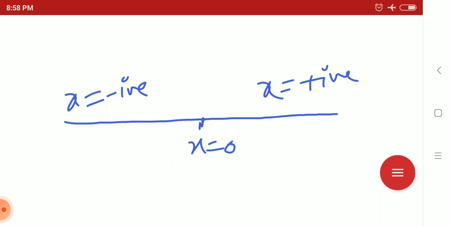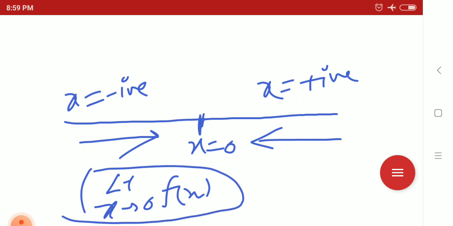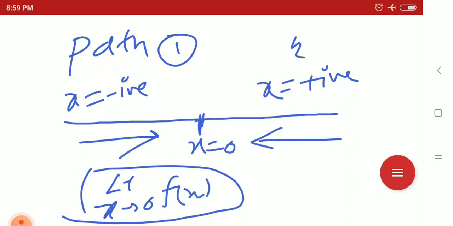Limit x tends to 0 means approaching towards 0, whether from the negative side to 0 or from the positive side to 0. Limit x tends to 0 of f of x, what does it mean actually? Suppose you have a point on a path, that coordinate is x equals 0, a one dimensional path. You can approach that point from path 1, where x is negative, and from path 2, where x is positive. From both sides you can approach towards limit x tends to 0.